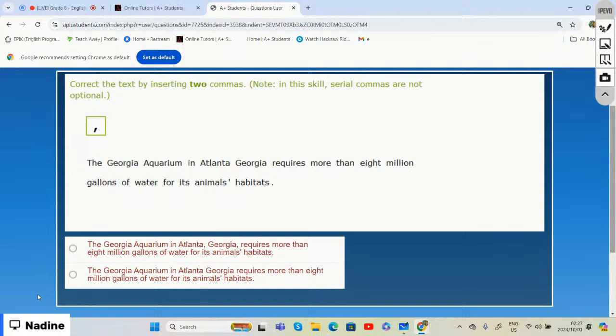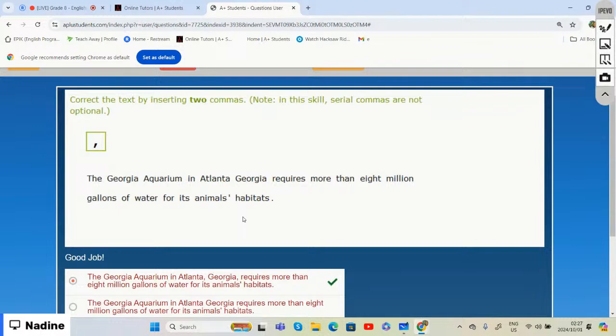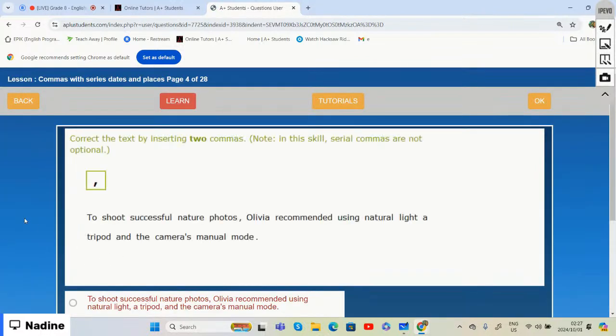So option one or option two? And if we were to choose the correct option, then we will go with option one. We need to add a comma after the city, and we need to add a comma after the state.